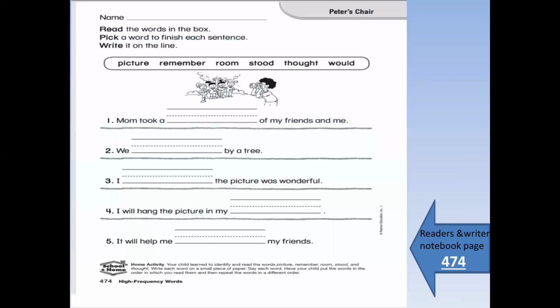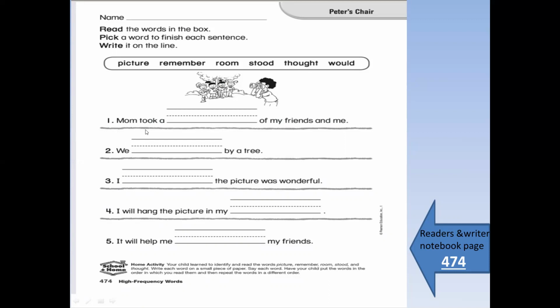Now, please, all of you, open your Readers and Writers Notebook, page 474. Read the words in the box. Pick a word to finish each sentence. Write it on the line. The first one is picture, remember, room, stood, thought, and the last one is would.